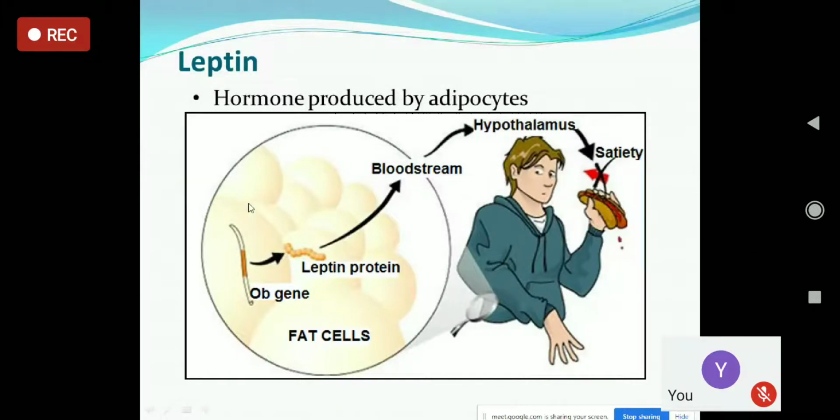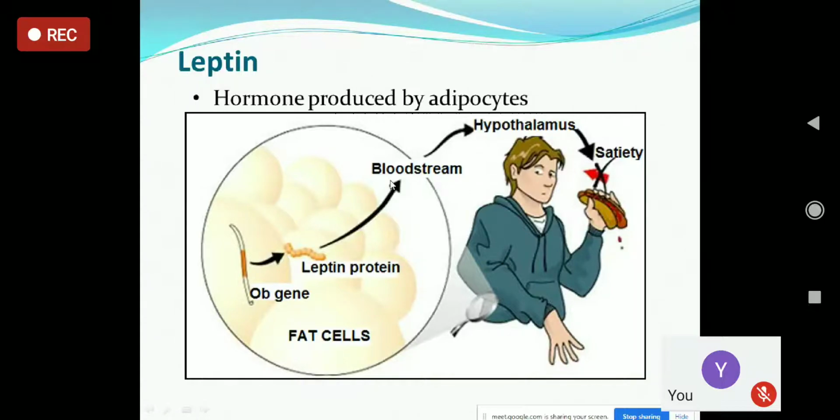If you have a lot of adipose tissue, a greater amount of leptin is produced, and if the adipose tissue mass is small, then a lesser amount of leptin is produced. So leptin informs the brain of the fat store level. It is secreted by the fat cells, adipose cells, and it acts on the hypothalamus to regulate appetite.